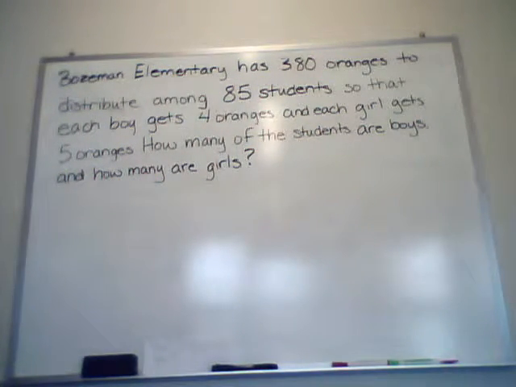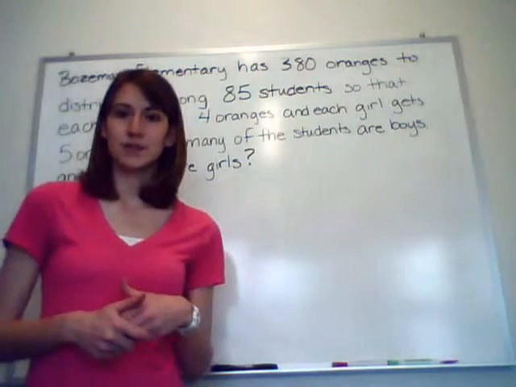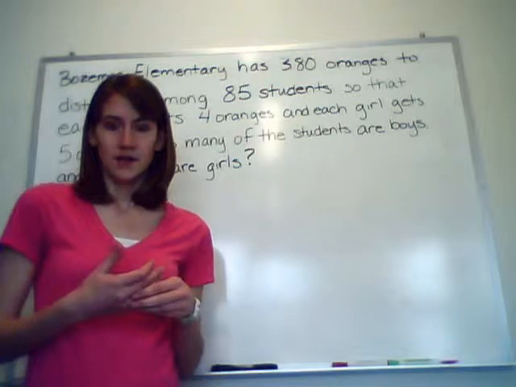It says, Bozeman Elementary has 380 oranges to distribute among 85 students, so that each boy gets 4 oranges and each girl gets 5 oranges. How many of the students are boys and how many are girls? So for this, we need to determine how many boys and how many girls there are of these 85 students.